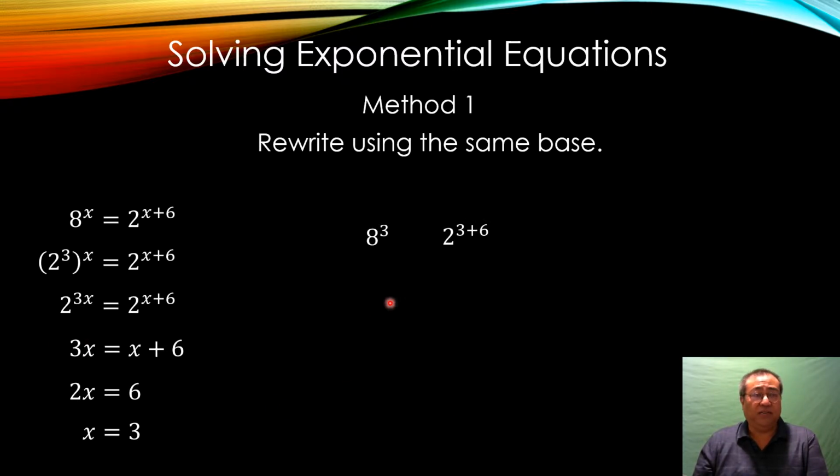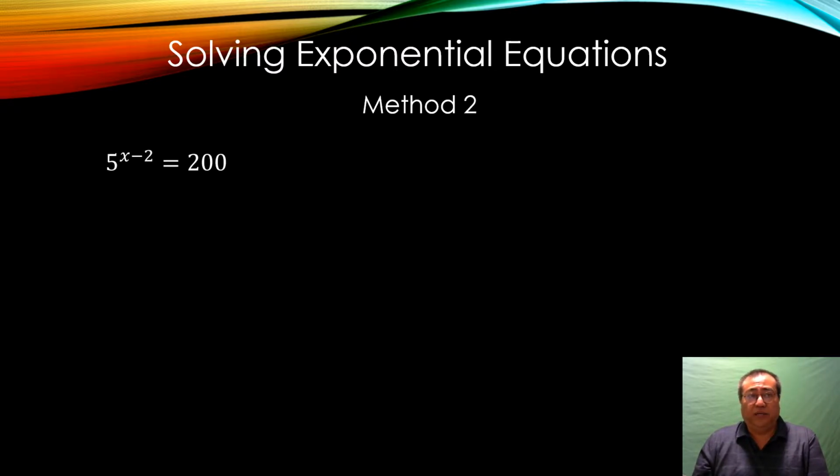And let's check it out, see if it works. We want to know if we plug in 3, whether those two sides will be the same. Well, 8 to the third is the same as 2 to the 9th. So 512 equals 512. Okay.